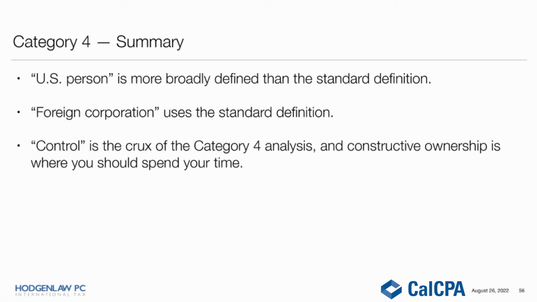So what are we going to say about category 4? U.S. person, again, the broader definition of U.S. person, broader than 7701(a)(30), the default definition. Foreign corporation is the standard definition. Control is where you're going to spend all your time to try and decide whether there's more than 50% control by vote or value. And within that, constructive ownership is going to be the game.